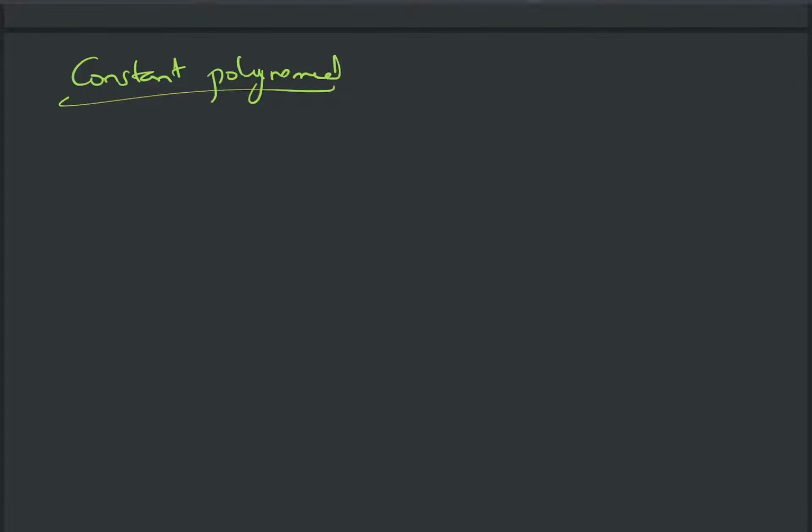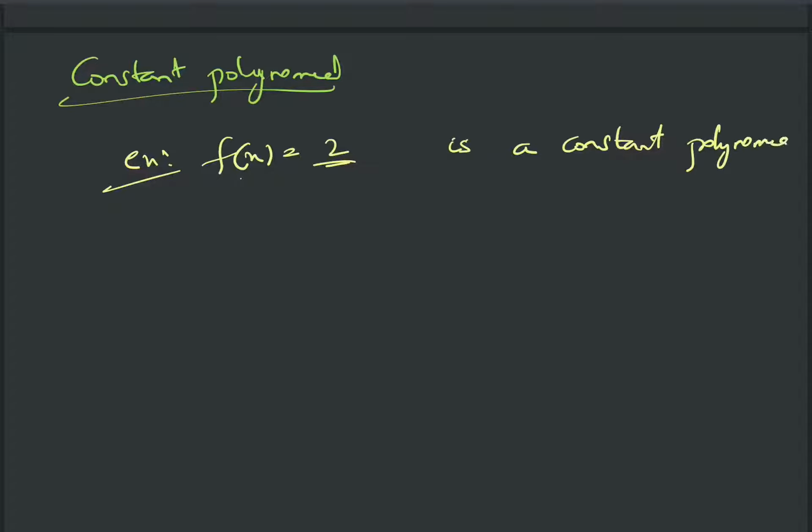Right? Constant polynomial means what? It is nothing but it has only one term that is constant, right? For example, f of x is equals to 2. This is a constant polynomial. If you take any x value, you will get only 2 for any x. So that's why it is a constant polynomial. Degree of constant polynomial is what? 0, right? We have discussed it earlier. You can write it as 2x power 0. So degree is 0, right?